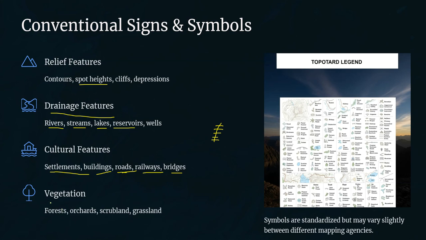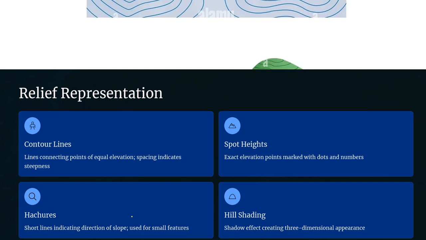And the vegetation, it is in the green color, the forest, orchard, the grassland. So there are different kinds of features there. Then relief representation, the contour line, that question you asked, what is that, the contour line. And then equal elevation, spacing, interaction, and those are also contour lines.